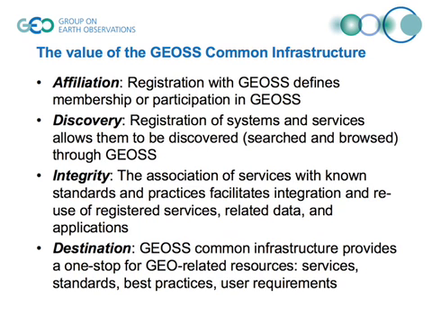The value of the GEOSS Common Infrastructure is one of affiliation, in that if you register with GEOSS, that defines membership or participation in GEOSS. In other words, if you have a resource and it's part of the GEOSS Common Infrastructure as registered, then it's part of GEOSS. Another value is that it supports discovery. Registration of systems and services lets them be discovered, searched, and browsed through GEOSS. There's also some level of integrity, in that association of services with known standards and practices allows them to be integrated and reused, whether they're services, data, or applications. It also provides a destination, so it's a one-stop location for finding and applying geo-related resources.